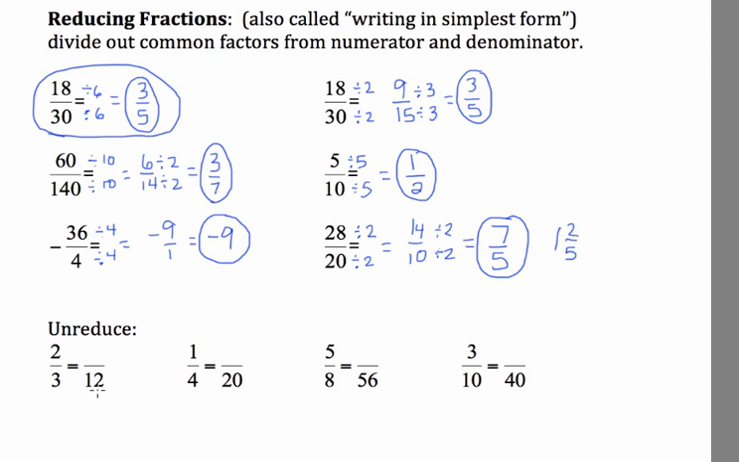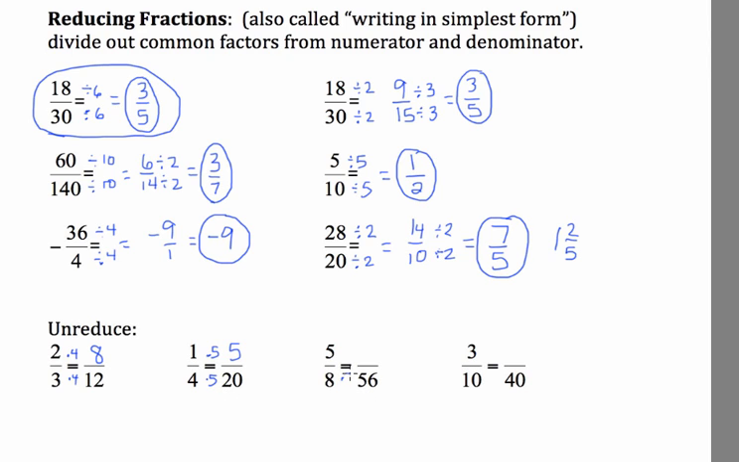3, how does that get turned into 12? Well, if you times by 4. So since we times by 4 in the denominator, we will times by 4 in the numerator as well, and 8. 2/3 and 8/12 are equivalent fractions. They're the same value. How did the 4 get turned into the 20? By multiplying by 5. So do that in the numerator as well. 1/4 is equal to 5/20.